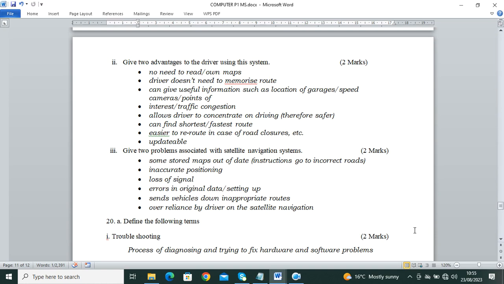Give two problems associated with satellite navigation. Some stored maps are out of date, inaccurate positioning, loss of signal. For example, if you don't have updates, errors in original data setting up, sends vehicles down inappropriate routes, over-reliance by the driver. So yeah, over-reliance is actually a problem.